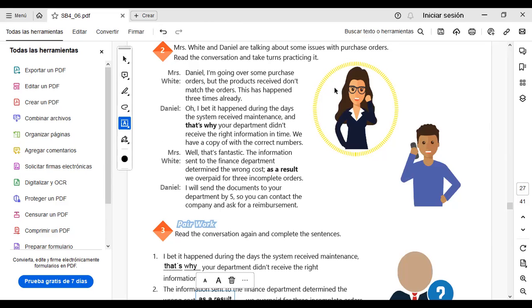Daniel, I'm going over some purchase order, but the products received don't match the orders. This have happened 3 times already. Oh, I bet it happened during the days the system received maintenance, and that's why your department didn't receive the right information in time. We have a copy of it with the correct numbers. Well, that's fantastic. The information sent to the finance department determined the wrong cost. As a result, we overpaid for 3 incomplete orders. I would send the document to your department by file so you can contact the company and ask for a reimbursement.